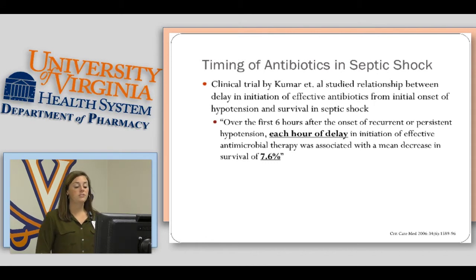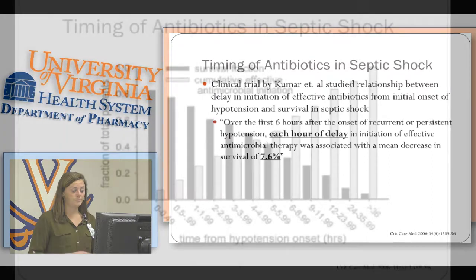These investigators found that over the first 6 hours after the onset of recurrent or persistent hypotension, which again defines patients as being in septic shock, each hour delay in initiation of effective antibiotics was associated with a mean decrease in survival of 7.6%. So to reiterate, mortality increases by 7.6% for each hour that antibiotics are not started in patients with septic shock.